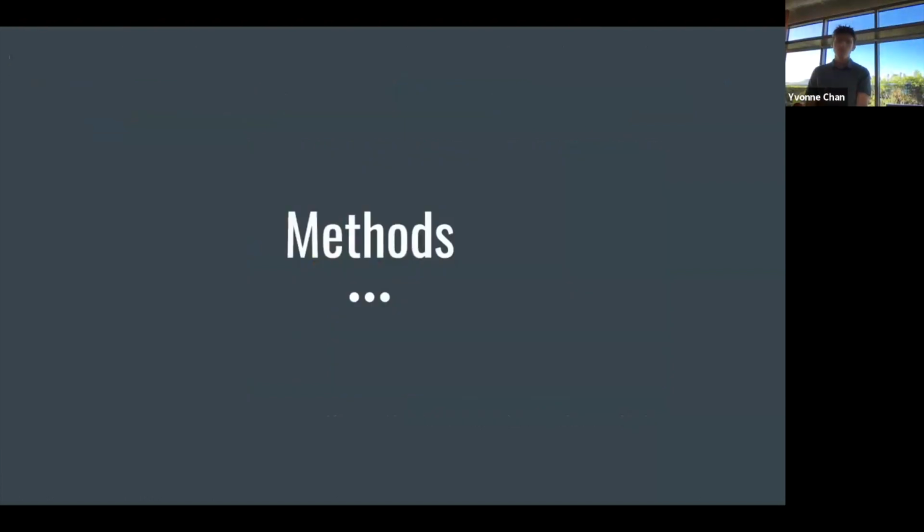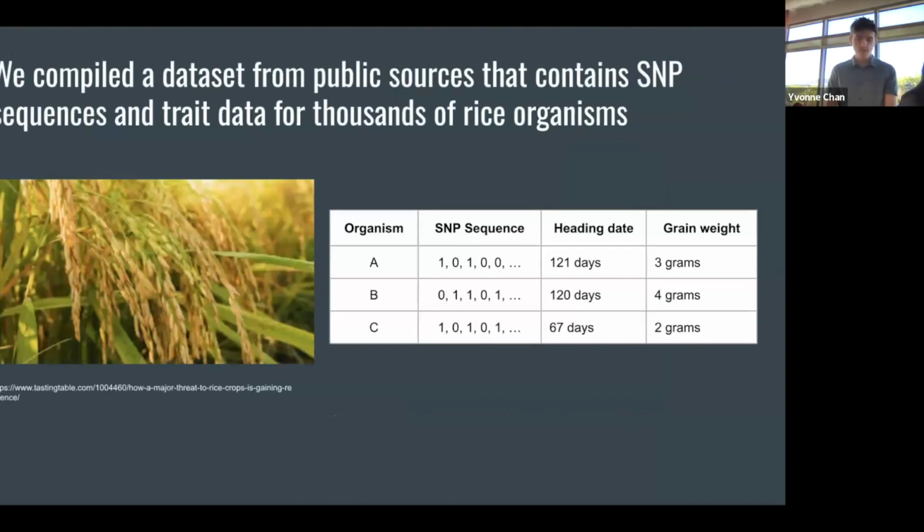Okay, so now we're going to move on to our methods. And so the first thing that we did is we compiled a data set from public sources that contains the SNP sequences and trait data for thousands of rice organisms. So we had 2,266 samples with 150,000 SNPs each. And we filtered this initial set of SNP strands using a process called linkage disequilibrium and minimum R squared filtering.